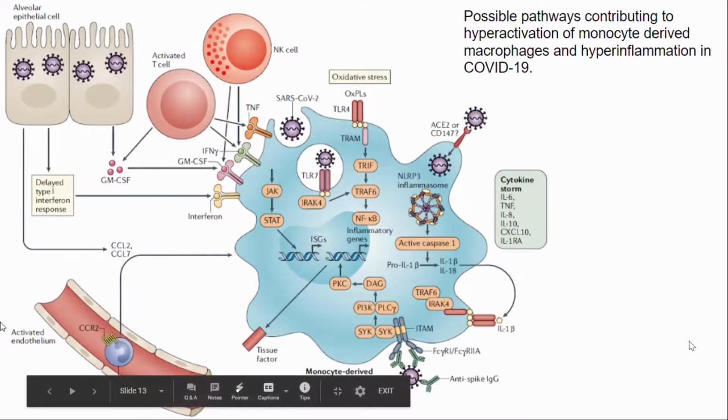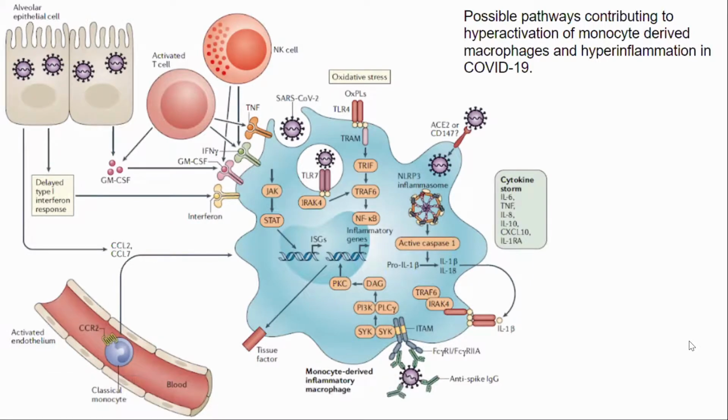And then the monocyte differentiates into the pro-inflammatory macrophage through JAK signal and activates the STAT pathway. And not only this, activated NK cells and T cells also promote the release of monocyte-derived macrophage through GM-CSF, tumor necrosis factor, and interferon gamma too.